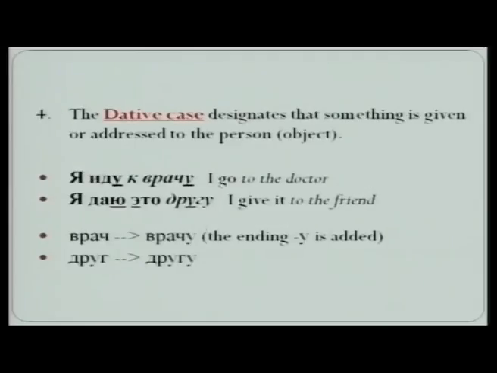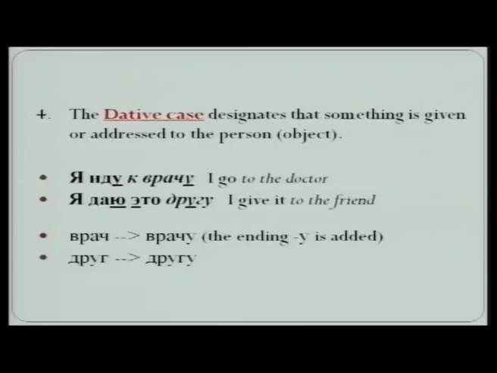Let us go to the next case now. The dative case. The dative case designates that something is given or addressed to the person, which acts as an object in the sentence here. Let us understand it with the help of a few examples. Please pay attention to the intonation and pronunciation.